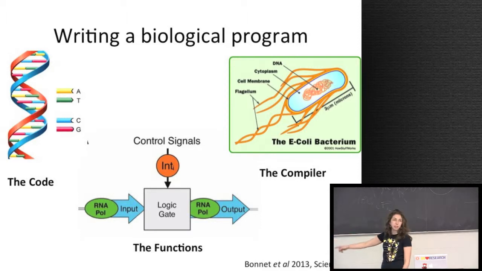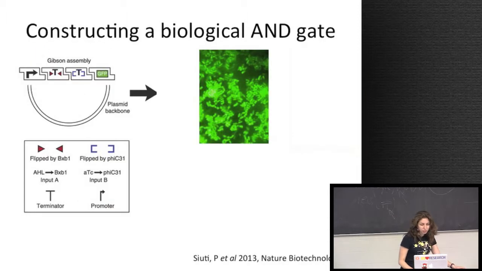And what I'm going to talk about today are primarily the use of logic gates. And then finally, the compiler, and that is the E. coli, so all of the nutrients and machinery that are going to help your program to run. And today I'm just going to talk about a really simple gate, which is an AND gate.